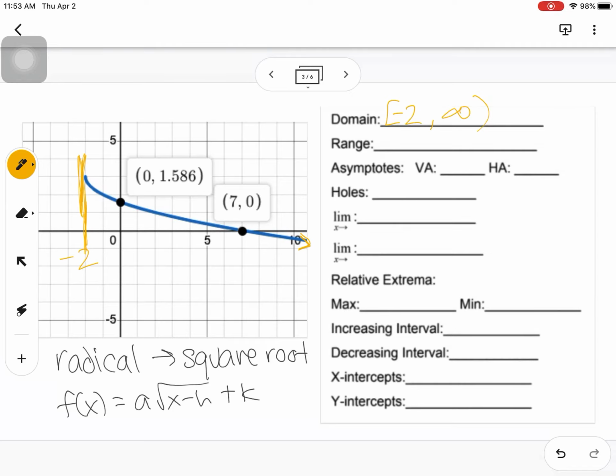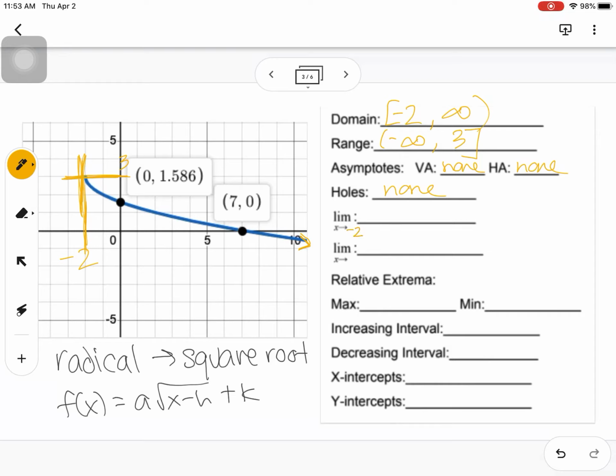For my range, it's bottom to top. The lowest it goes, it's going to keep going down over here. So the lowest it goes is -infinity. The highest it goes is right here at 3. These again do not have any vertical asymptotes or horizontal asymptotes or holes. Those showed up only in units 4 and 5.